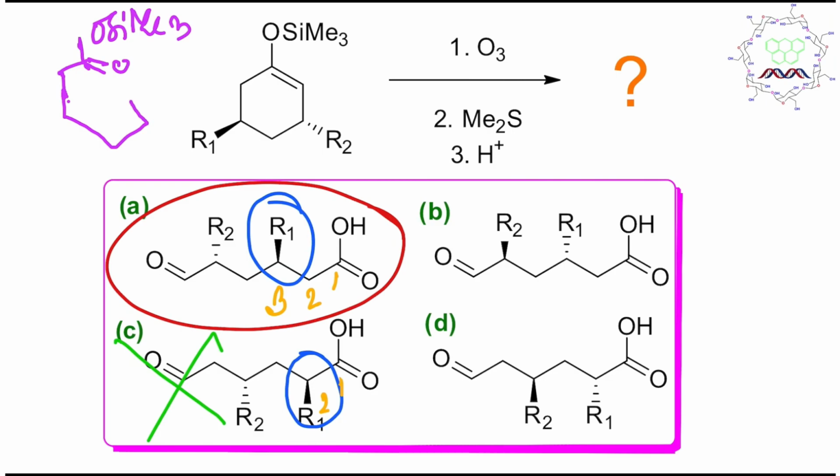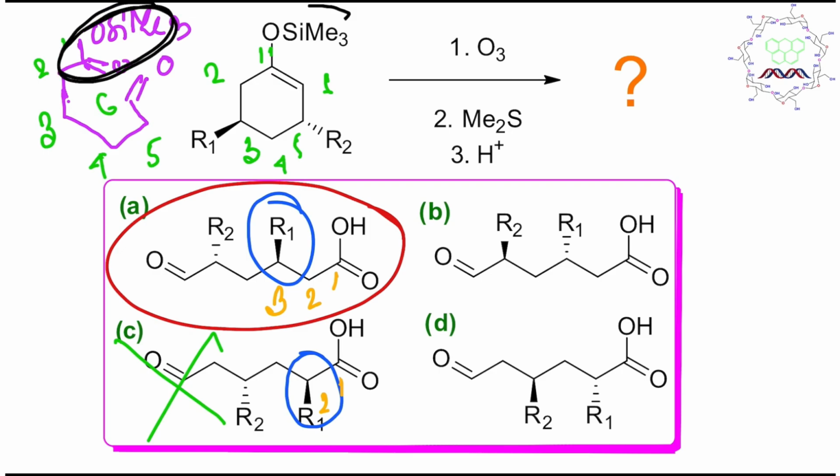This is another. Now numbering, just student please do this numbering: 3, 4, 5, 6. It's a 6 member ring, so 1, 2, 3, 4, 5, 6. Now this part will be acid, just from this you can understand, and closer to this, R1 is top side. So if you can understand this, fine.